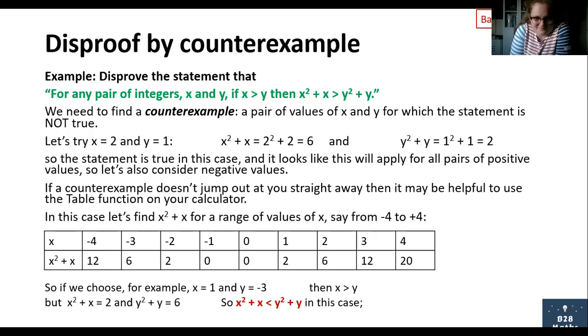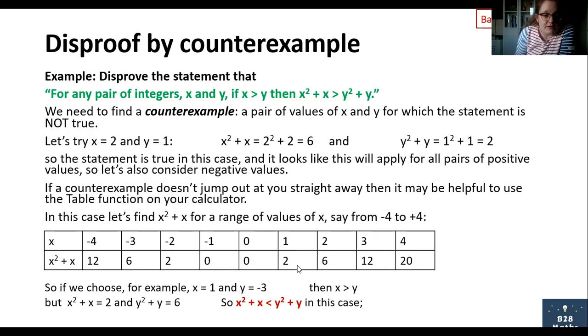But x squared plus x is 2. So if we choose x to be 1, for example, we've got the x squared plus x value here, which is 2. So 1 squared plus 1 is 2.